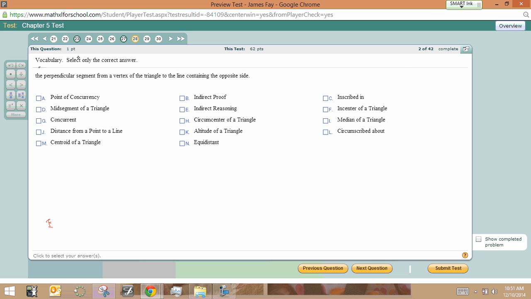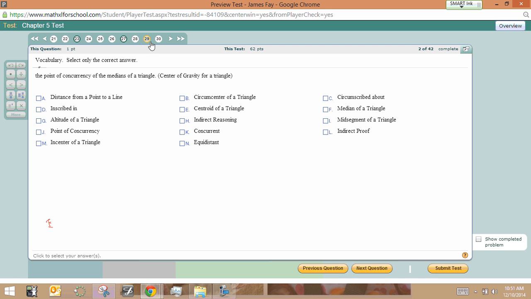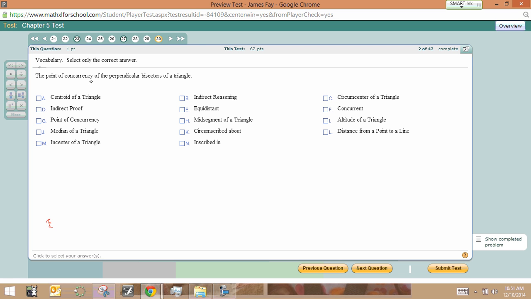Perpendicular segment from a vertex of a triangle to a line containing the opposite side, that is an altitude. 29, point of concurrency of the medians of a triangle, that is the centroid, also the center of gravity. The point of concurrency of the perpendicular bisectors, that is the circumcenter.